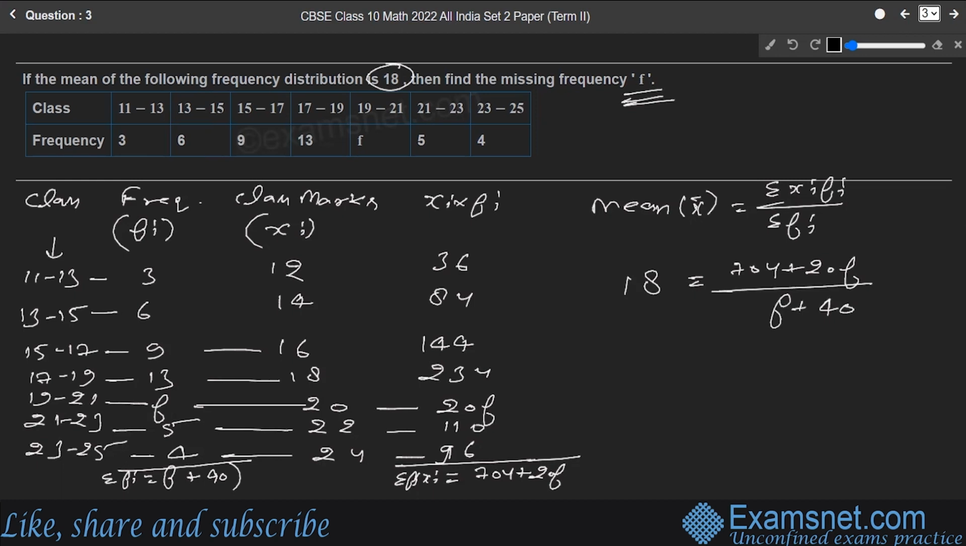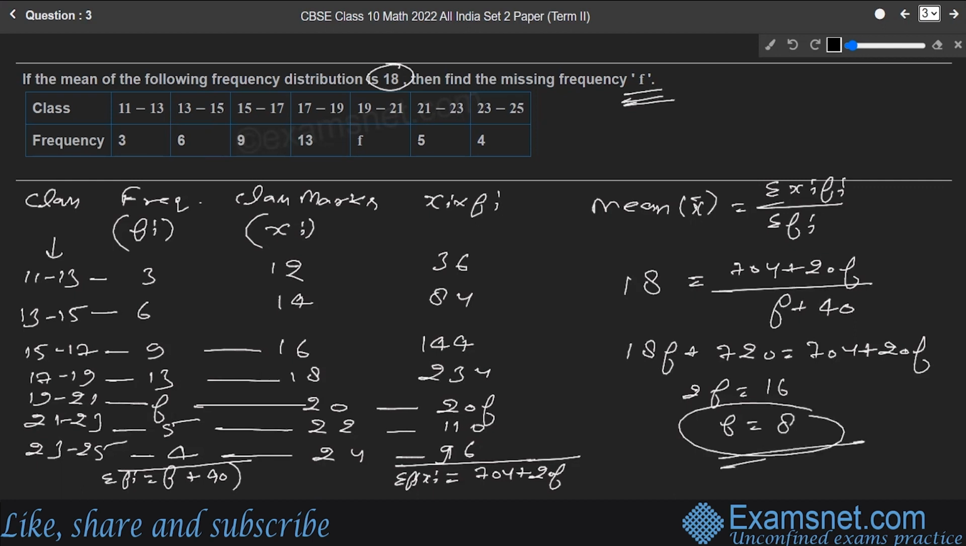Now let us solve for f. If we cross multiply, this is going to be 18f plus 720 is equal to 704 plus 20f. If we solve this further, this is going to be 2f is equal to 16. The f value is coming out to be 8. That was what was desired. Frequency f is 8.